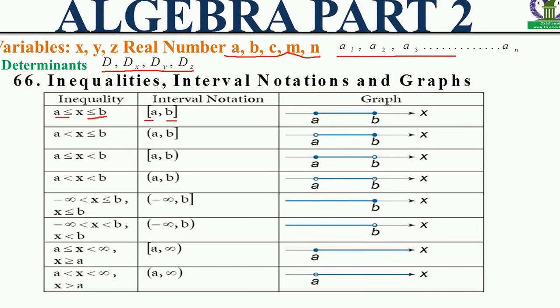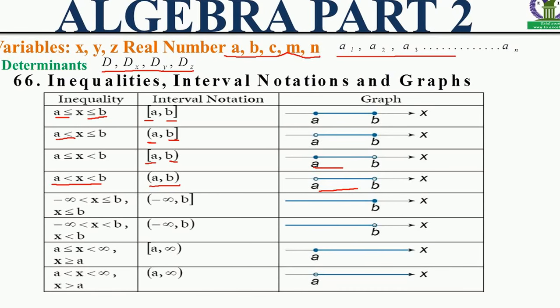Next, a is less than x and x is less than or equal to b. Here a is excluded but b is included, so the graph goes from a excluded up to b included. Next, when x is greater than or equal to a but less than b, then a is included and b is excluded, and the graph is shown here. Next, a is less than x and x is less than b, then both are excluded and the graph is shown here.